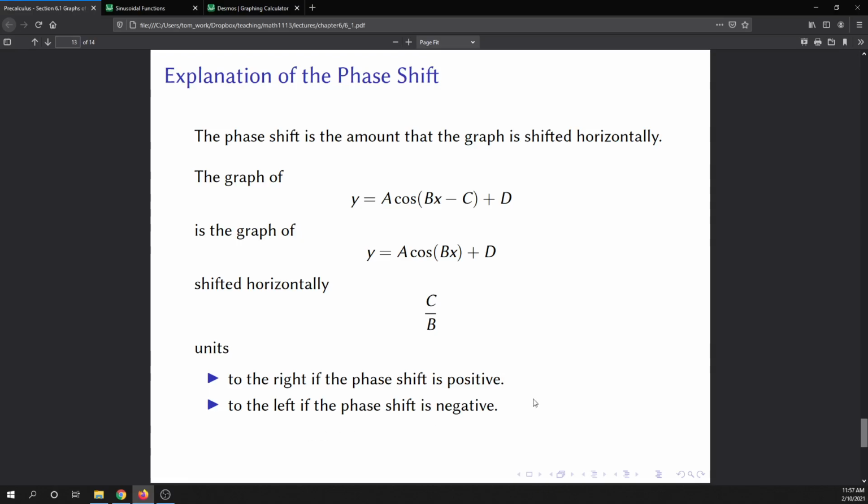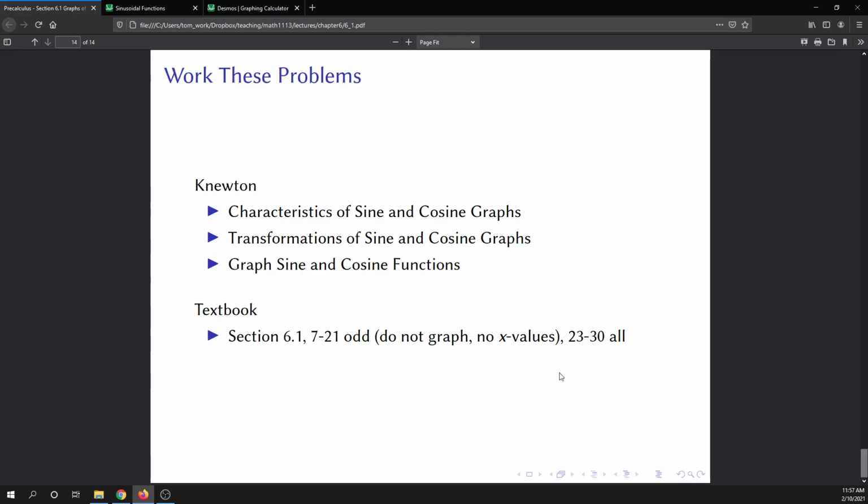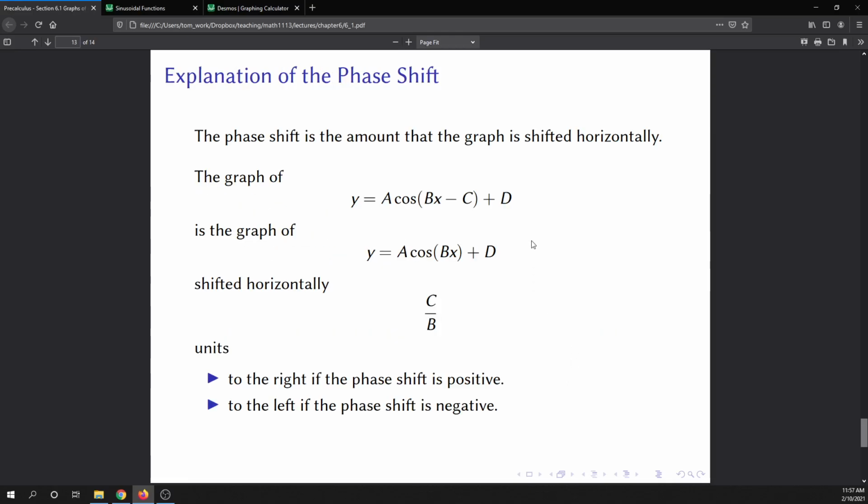Okay, and so I think that is it on the phase shift 1, and then we will work in the next video. We'll work some examples so you can get a feel for how the Newton problems work.